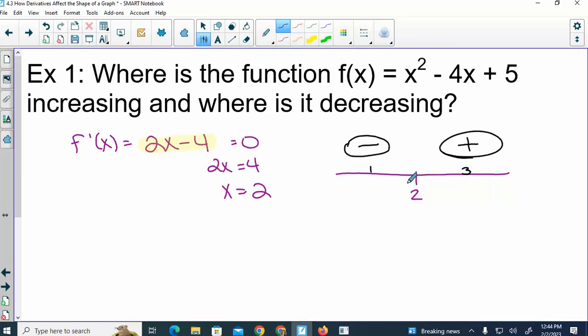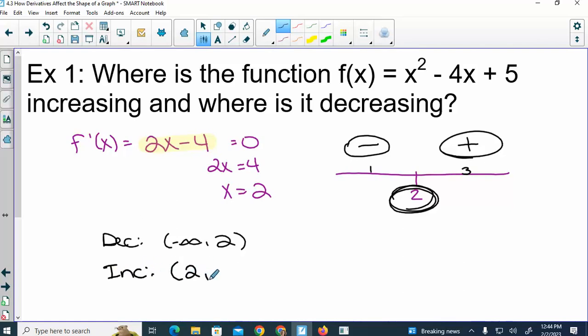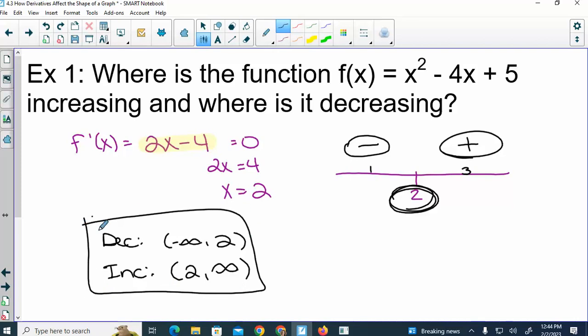And we know at 2 the derivative was 0. So what we just found is before 2, my derivative was negative, and after 2, it was positive. So that means my original graph was decreasing on what interval? Negative infinity to 2, and make sure you use the critical point, negative infinity to 2. And then it was increasing from 2 to positive infinity. Alright. Is that one okay?